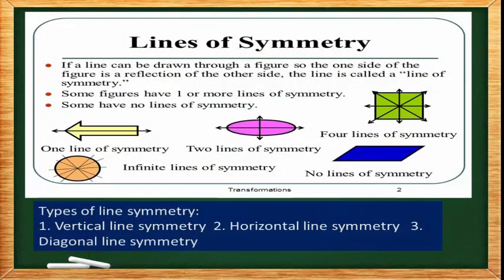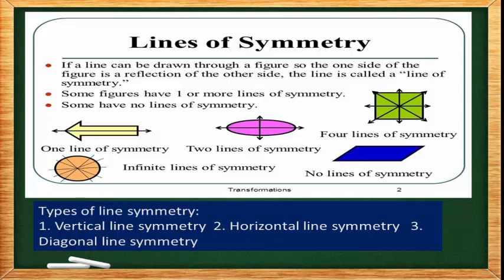Children, now we'll study about lines of symmetry. A figure has one or more lines of symmetry. From the following pictures, we can see the first picture is of an arrow. This arrow has a line of symmetry which is horizontal. And then you have the oval shape which has two lines of symmetry, that is one vertical line of symmetry and the other is the horizontal line of symmetry.